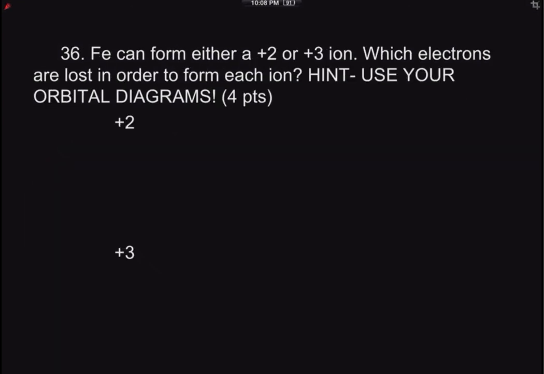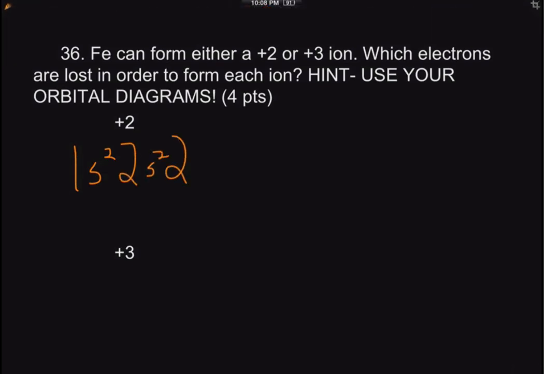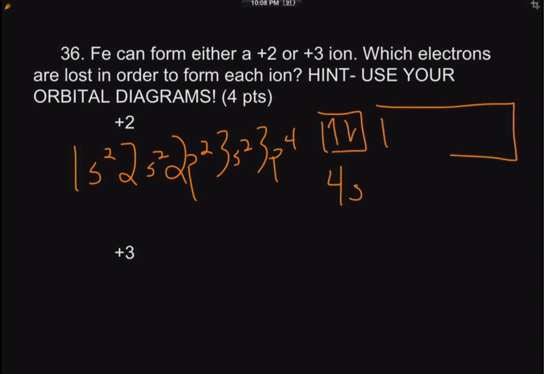Iron can form either a +2 or +3 ion. Which electrons are lost in order to form each ion? Use an orbital diagram. All right, well, I'm going to use sort of a hybrid electron configuration and orbital diagram, because we're really looking at the valence electrons here. So 1s2, 2s2, 2p6, 3s2, 3p6, and then I'm going to switch over. So it would be 4s2, and then the next is 3d6. Okay, if you do that out, because iron is element number 26.